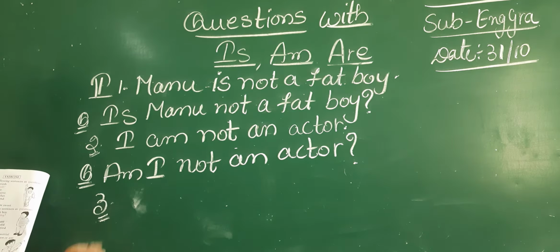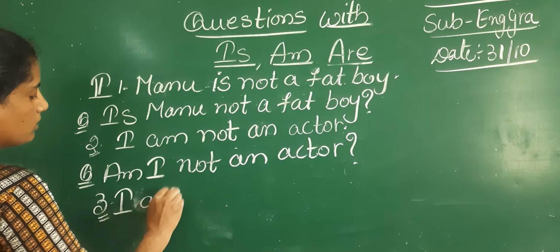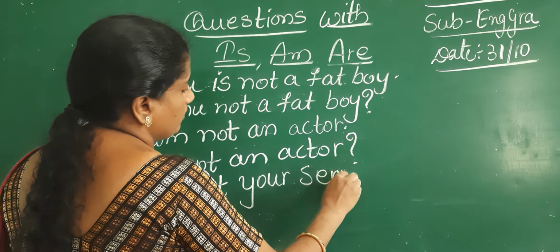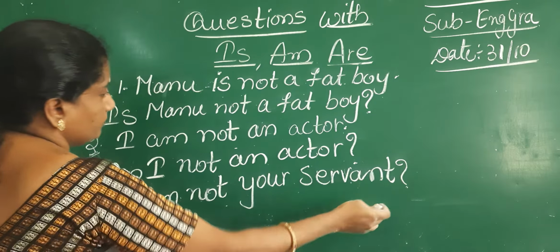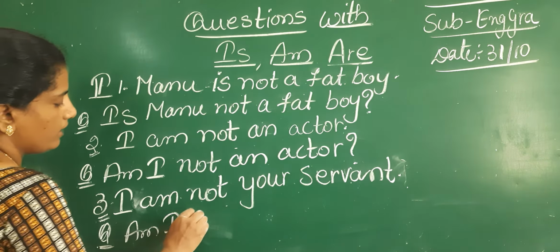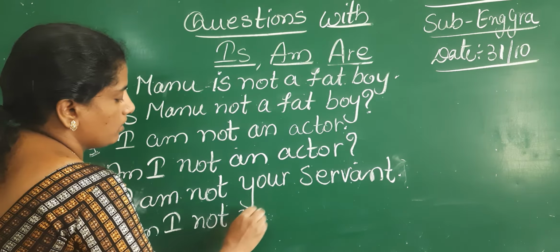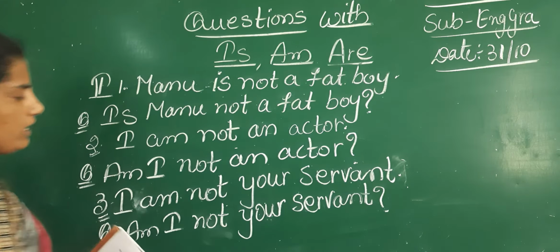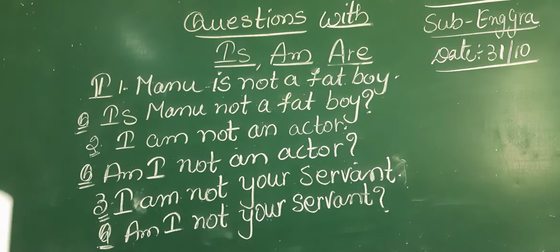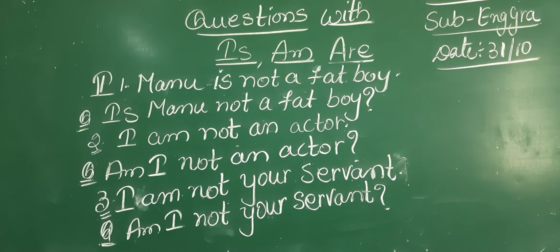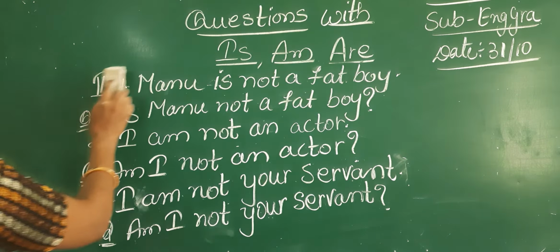Coming to the third one, children. I am not your servant. So here we can write, am I not your servant? Okay, now see the fourth and fifth one, children. These balls are not red. Let us write, these balls are not red. What is the question form for that, children? Let us discuss.